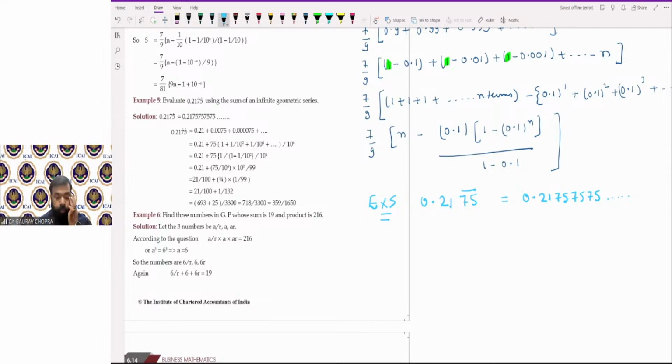ओके, सो जैसे जो इसका आंसर है दैट इज 359 अपॉन 1650. तो इसको आप डिवाइड करके चेक करेंगे ऑन कैलकुलेटर, यू विल गेट दिस. तो जैसे आपके पास ये आ रहा है दैट मीन्स द ऑप्शन इज करेक्ट. ओके, अंडरस्टूड.